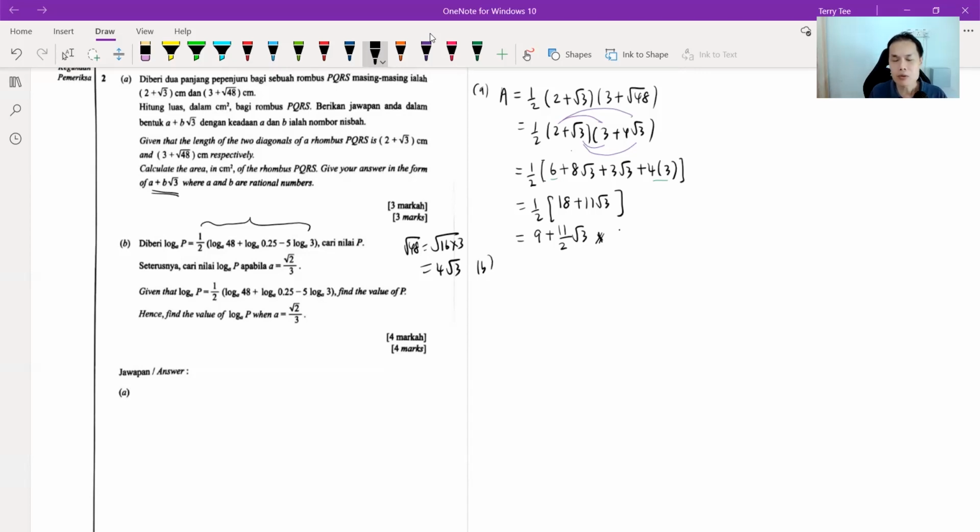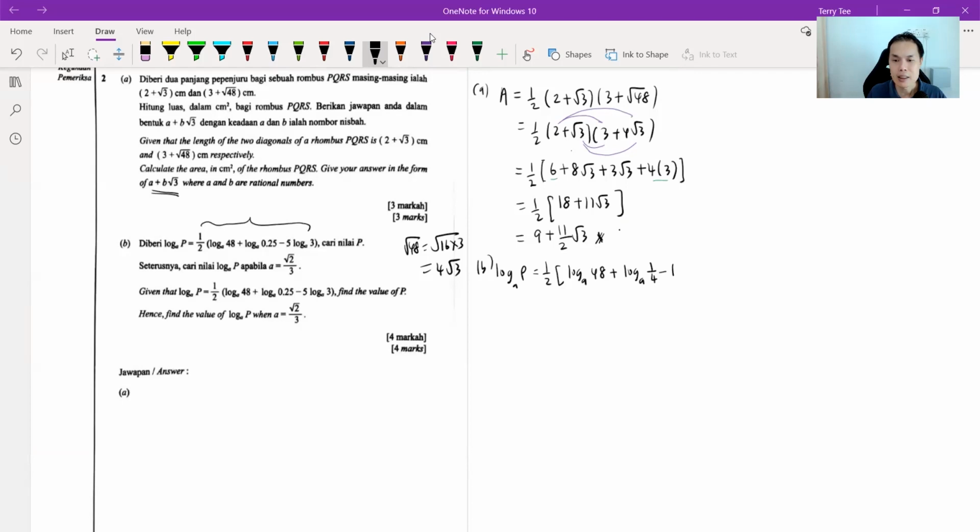Now, what I'll do first is copy my log base AP. On the right hand side, you can see I have a half here, so keep the half. I keep my log base A 48. All right, log base A 0.25. Okay, so 0.25 is basically 1 over 4. Well, it's up to you. Maybe we can just write 1 over 4, or you can write 0.25. It doesn't matter.